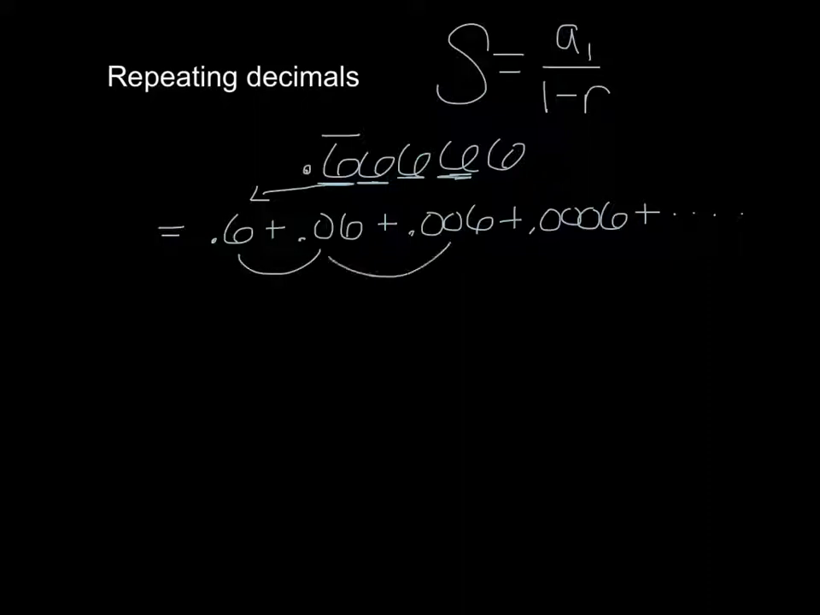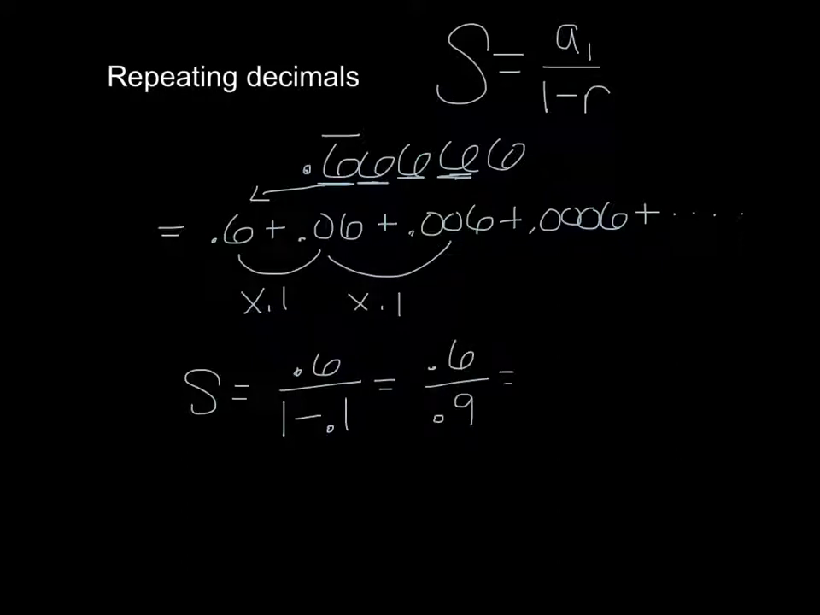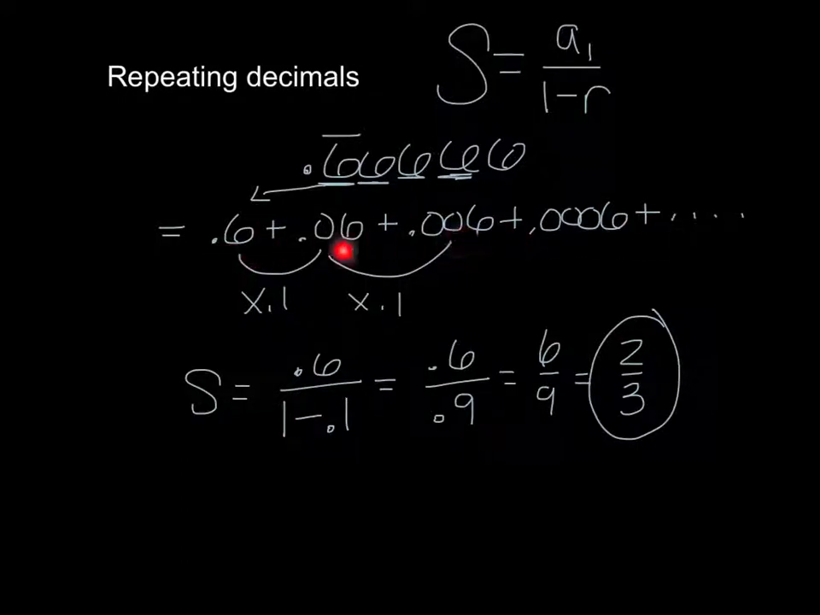If we look at our ratio here, we're multiplying by 0.1 every time. So we can do S equals a sub 1, which is 0.6, over 1 minus r, which is 0.1. So this is 0.6 over 0.9. Move the decimals over, I have 6 over 9, which reduces to 2 over 3. So 0.6 repeating is really 2/3, which hopefully you knew ahead of time. But you can do that with any repeating decimal: you can set it up as a series first that has that pattern, figure out your ratio, and then just plug it into that infinite series formula.